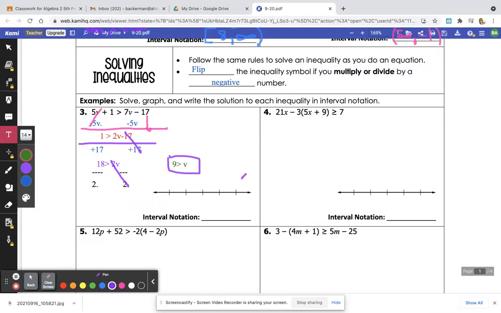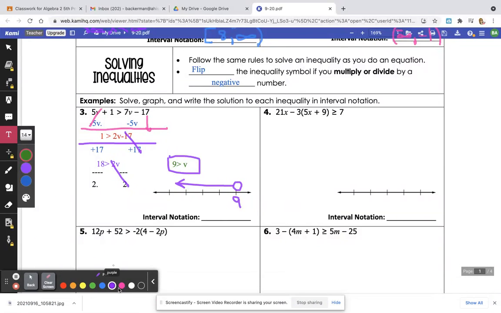Okay, so let's just say our 9 was way over here. We are not including it, there's no bar under our inequality. So at 9, I have an open circle. And we are saying that V is less than 9. And so we know we're going to be going to the left.